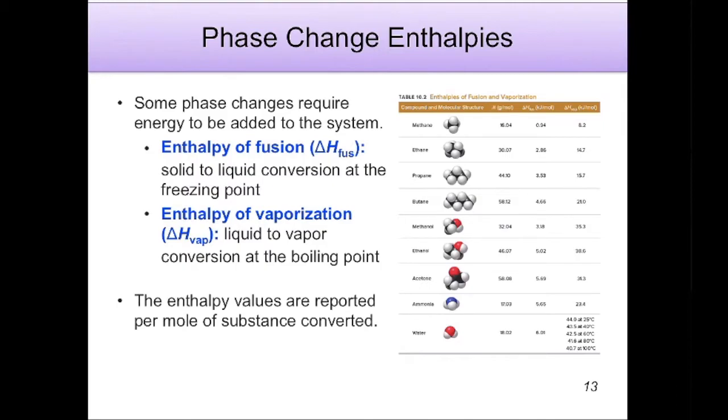So when we're talking about a solid to liquid conversion, this is going to be at the freezing point of a particular liquid. Then we're talking about the delta H of fusion, or the enthalpy of fusion. And when we're talking about the liquid to vapor conversion, this is going to be at the boiling point of that particular liquid. We'll be talking about the enthalpy of vaporization. Now, when these values are reported in tables, they're reported as per mole of a substance converted. So everything is going to be in joules per mole, for example, if we're talking about an energy or a delta H.